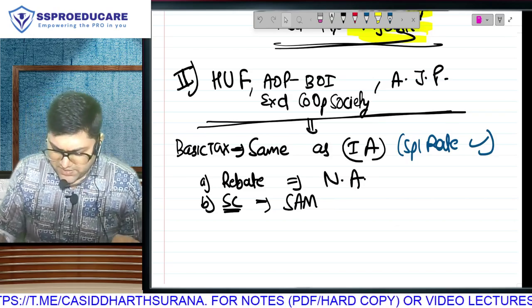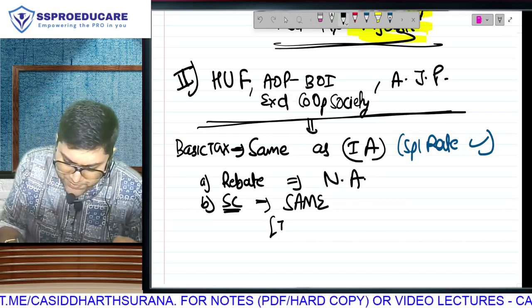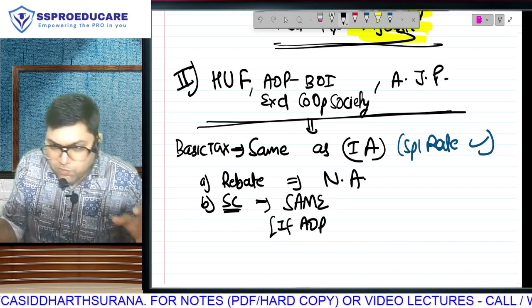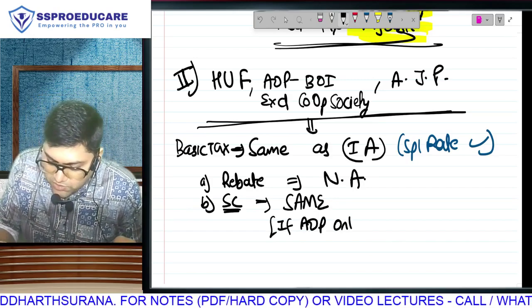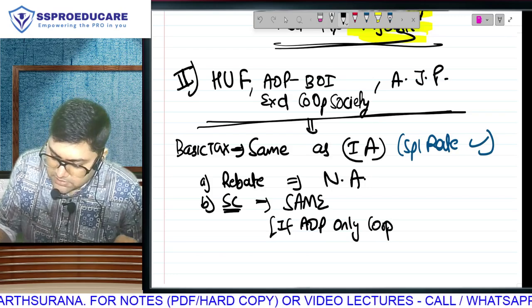One extra line, just one extra line. If there is an AOP, a group of people, which has got only corporate members.